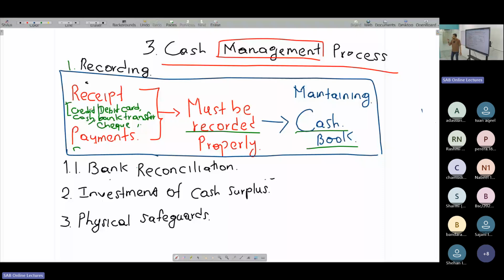Apart from this, there is another section called the petty cash system. This is also a management process, so the petty cash process, the petty cash system.